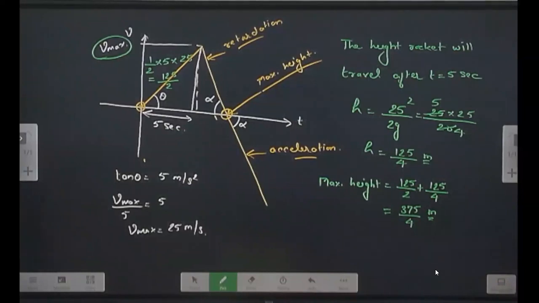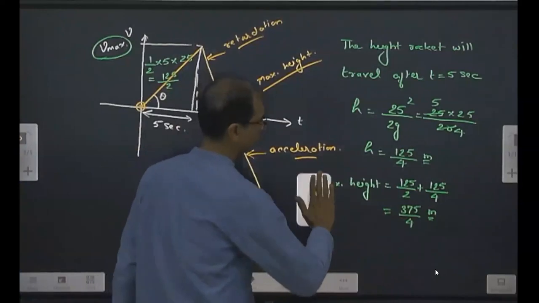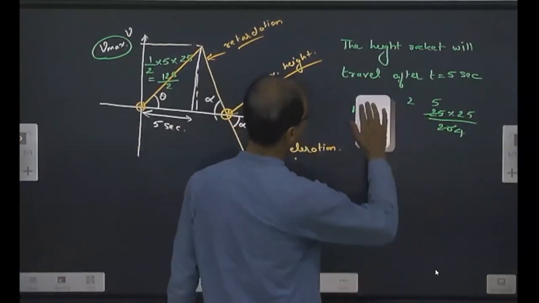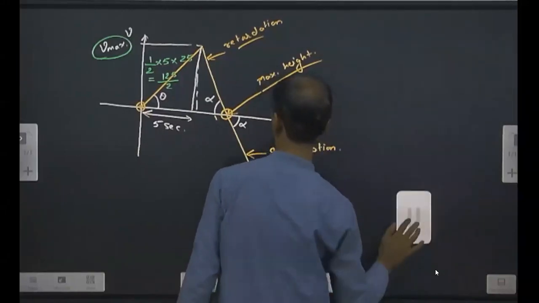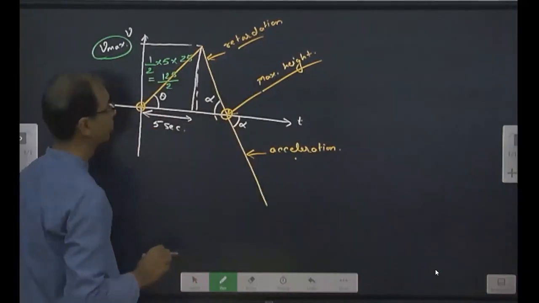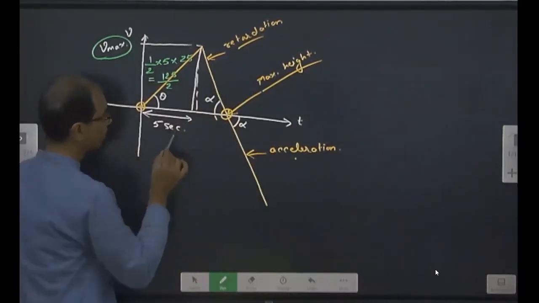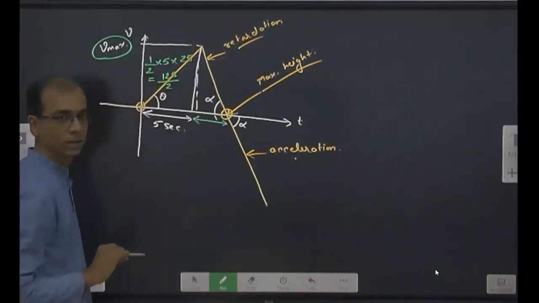Completed? Yes, sir. Okay, guys. So now we have to find the time. So all this I am removing. The work is over. We'll remember 375 by 4, because in the return journey also it has to travel the same distance. So you remember that. We'll require it. Now, time. This is 5 seconds. First, I have to find this time, and then only I'll be coming to this.